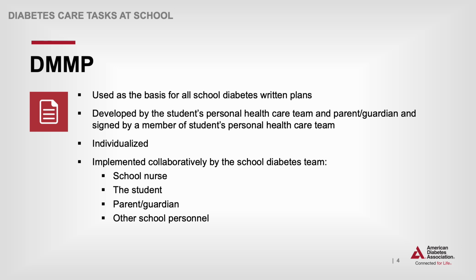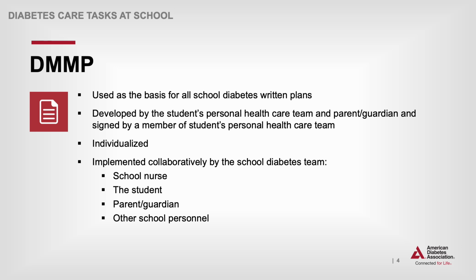The DMMP is developed and signed by the student's personal health care team, parent/guardian, and the school nurse with specific needs of an individual student in mind. It should detail the elements of care and assistance for that student. Once the DMMP has been provided to the school, it is implemented collaboratively by the school diabetes team, which includes the school nurse, student, parent/guardian, and other school personnel.